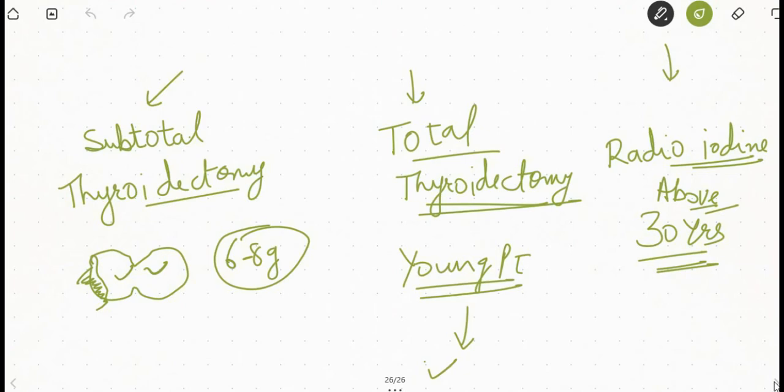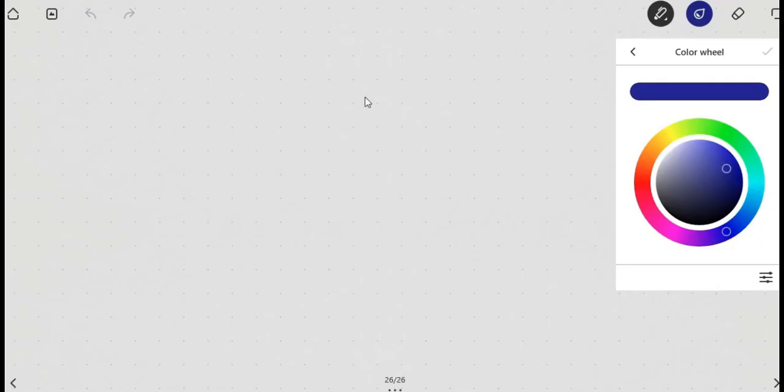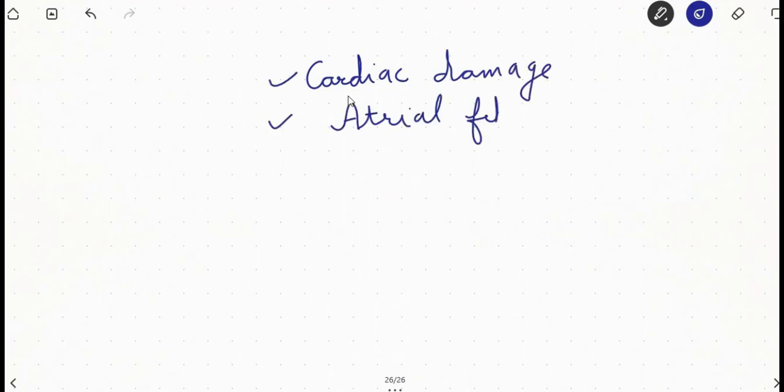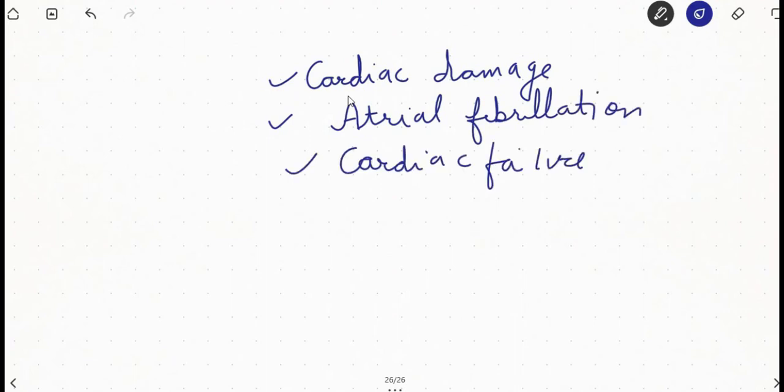Treatment of secondary thyrotoxicosis. Patients with secondary thyrotoxicosis may present with severe cardiac damage. The patient may develop atrial fibrillation and cardiac failure. So in the elderly patient, when the operative risk is unacceptable, radioiodine is given. Treatment with antithyroid drug is started 48 hours later and continued until the radioiodine has had its effect.